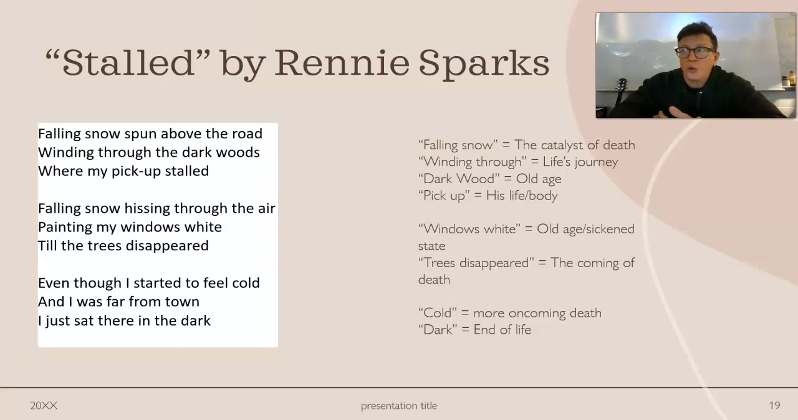It's a dark wood. Oh, scary movie. Snow's piling up. The car breaks down. No, what am I gonna do? Oh my god! But this person, even though all this is happening, whatever. I just sat there in the dark.